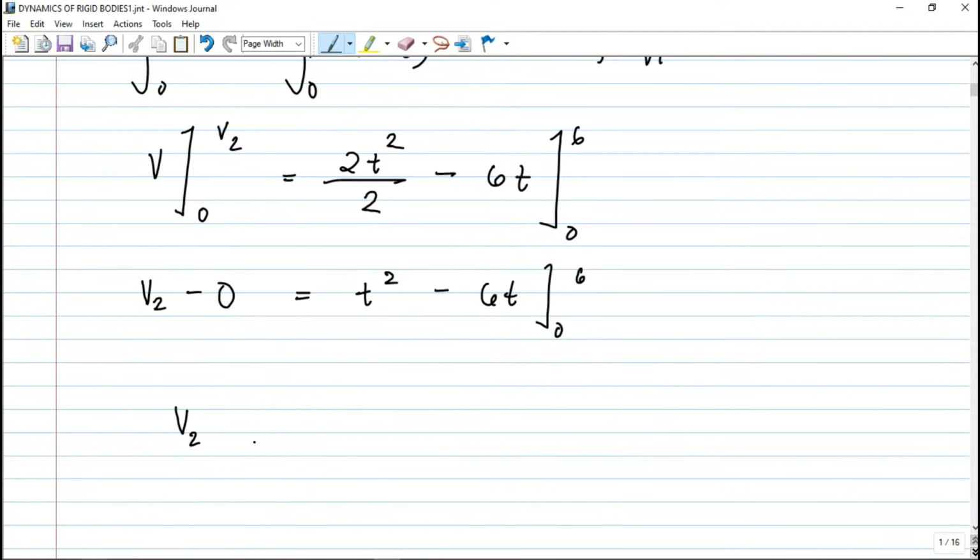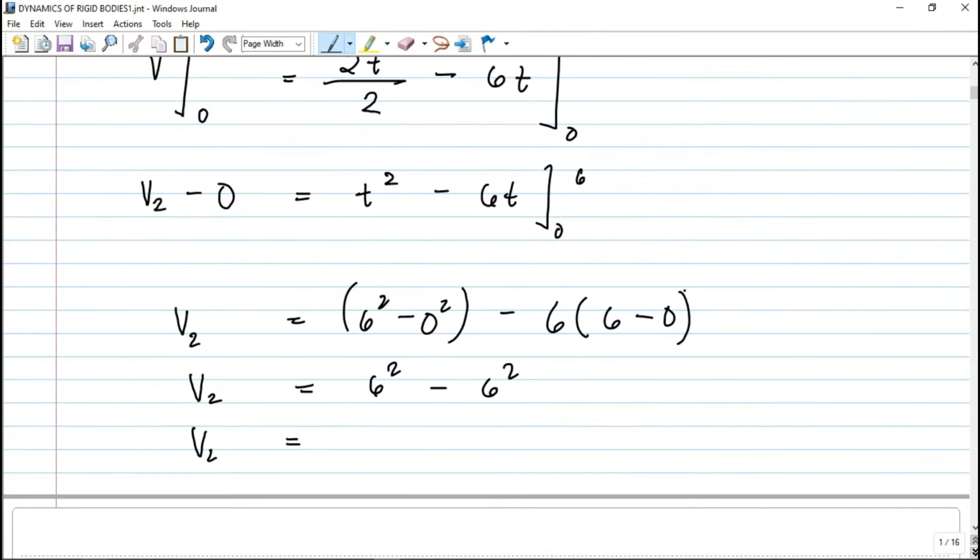V sub 2, that is the final velocity wherein time is equal to 6 seconds, is equal to, we apply the upper and lower limit, 6 squared minus 0 squared, minus 6 times the t which is 6, minus the lower limit, that is 0. So we have v sub 2 is equal to 6 squared minus 6 squared. So the velocity at time 6 seconds is 0. This means that at time 6 seconds, the particle is at rest. So this is our final answer. This is the velocity at time equal to 6 seconds.